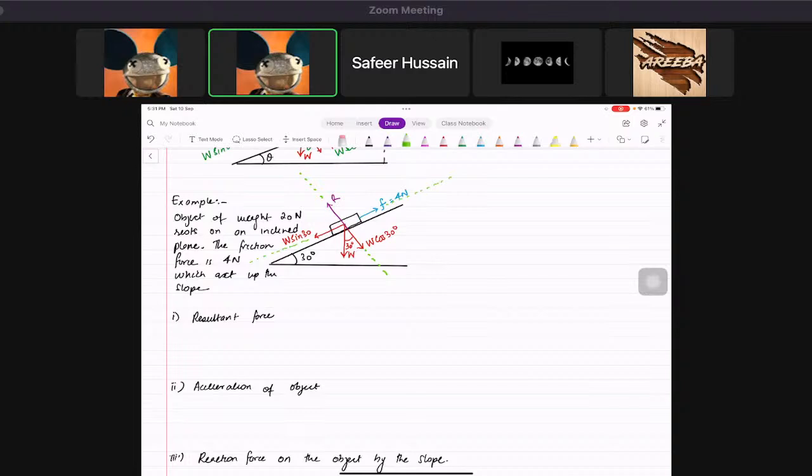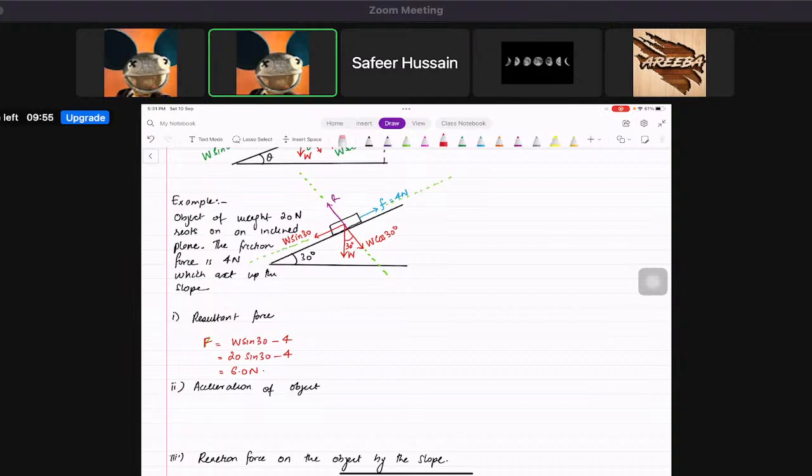So we're going to look at this because the resultant force would only be in the line parallel to the slope. Now we can write that the resultant force can be found out. So the resultant force will be equal to W sin 30 minus 4. W is 20, so 20 sin 30 minus 4, and when you solve this it should give you 6 newtons.